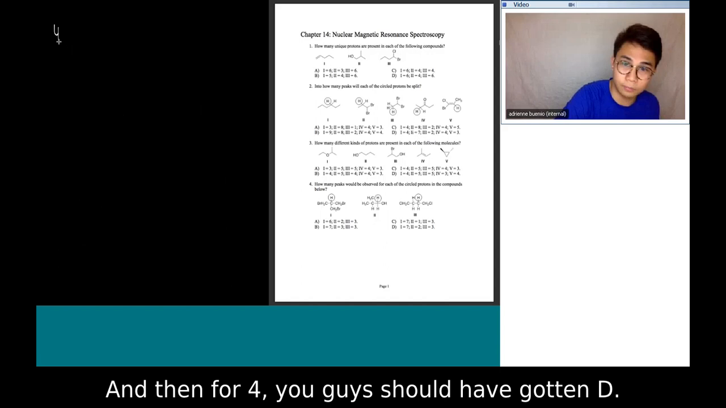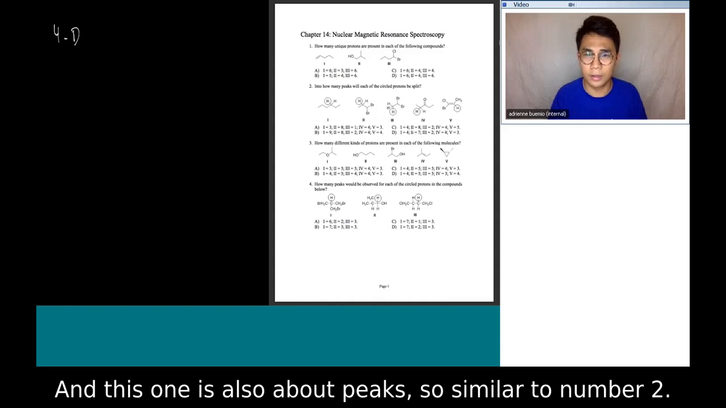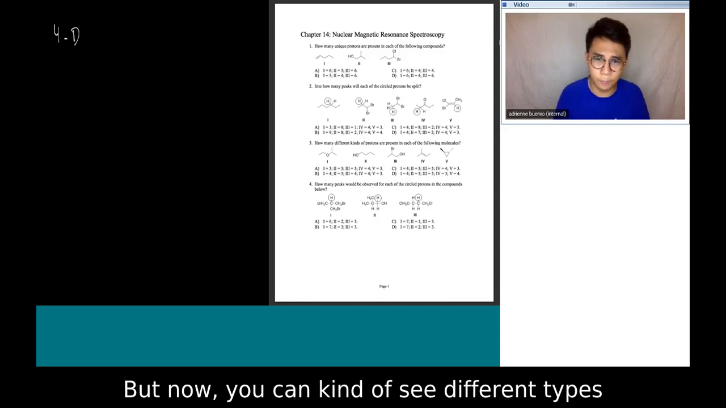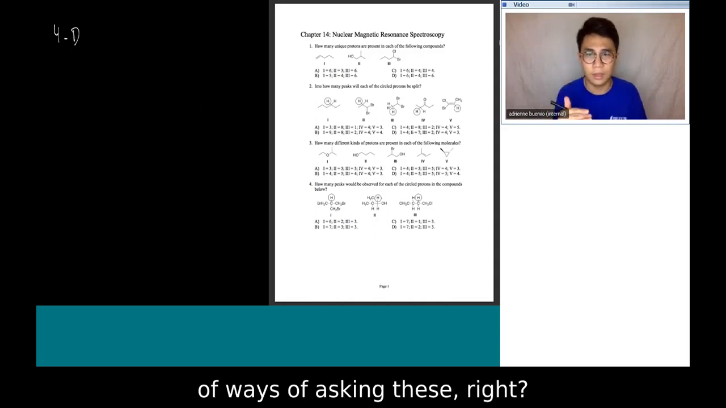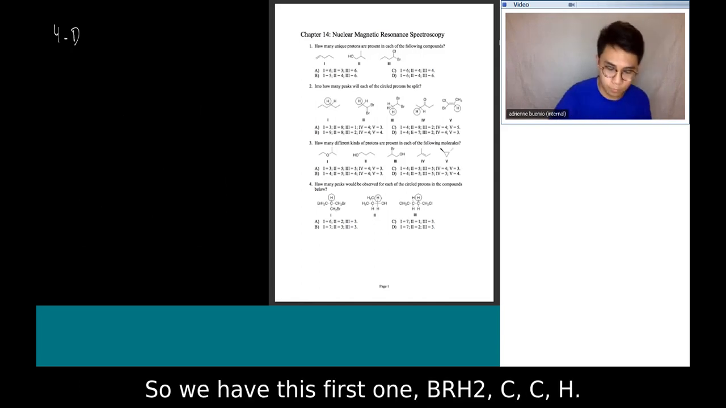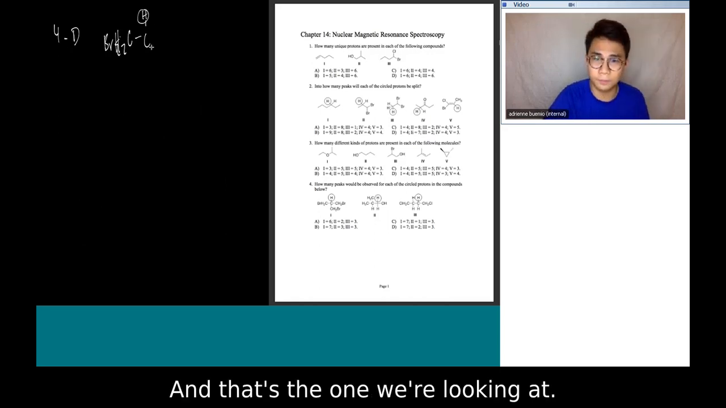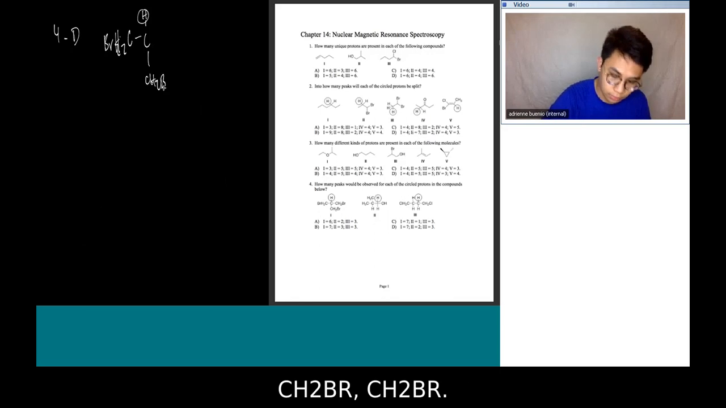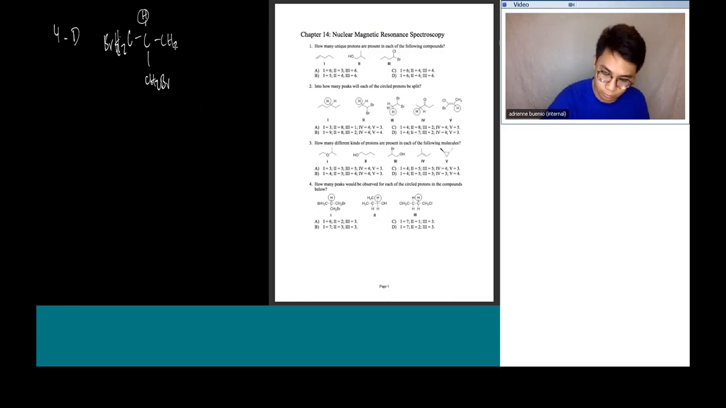And then for 4, you guys should have gone D. And this one is also about peaks, so similar to number 2, but now you can see different types of ways of asking these, right? Now it's asking it in compressed formula, right? So we have this first one, CH2Br, CH2Br.